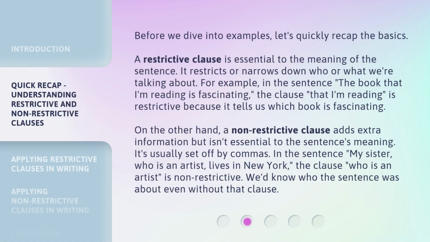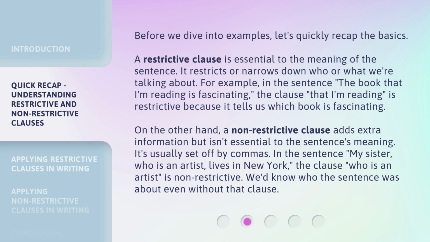Before we dive into examples, let's quickly recap the basics. A restrictive clause is essential to the meaning of the sentence. It restricts or narrows down who or what we're talking about. For example, in the sentence, "The book that I'm reading is fascinating," the clause, "that I'm reading," is restrictive because it tells us which book is fascinating.